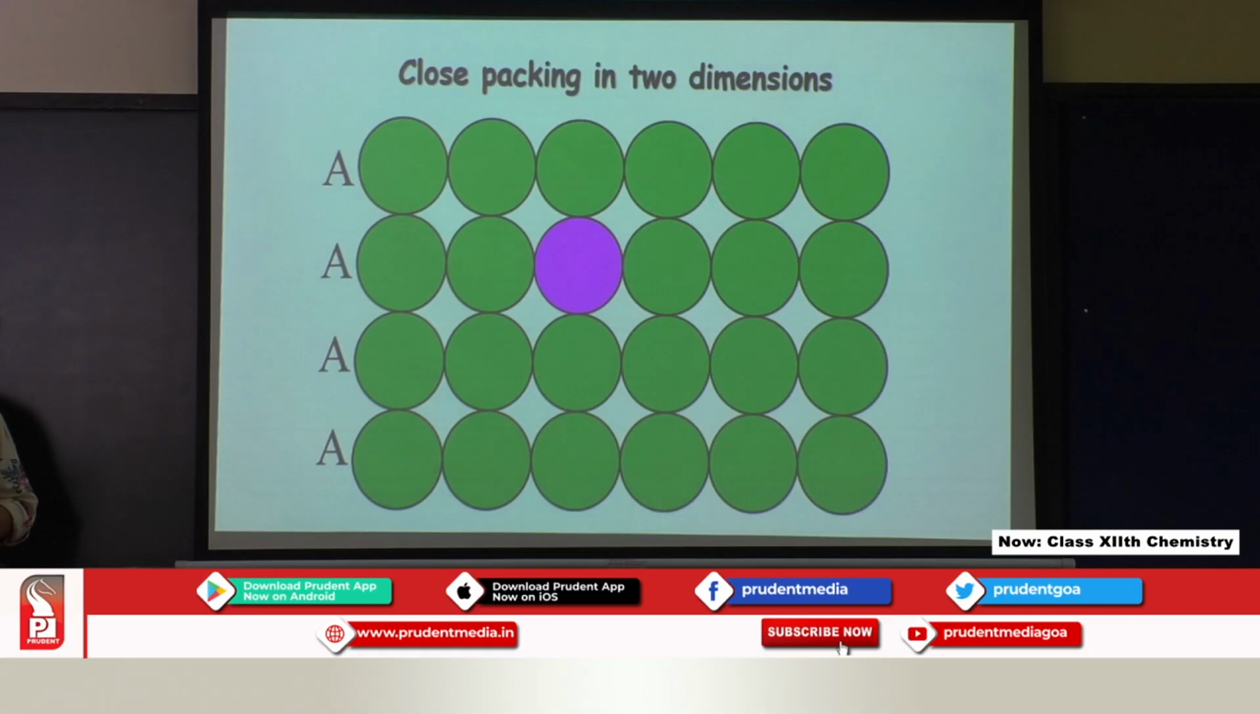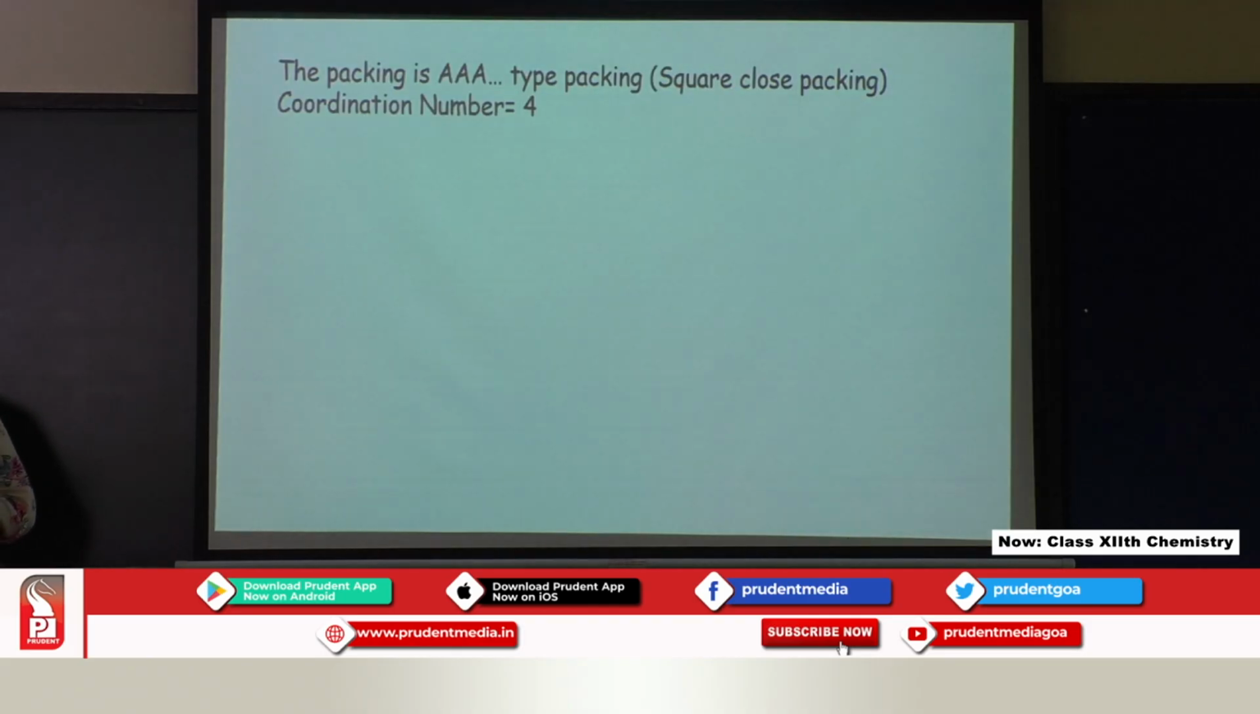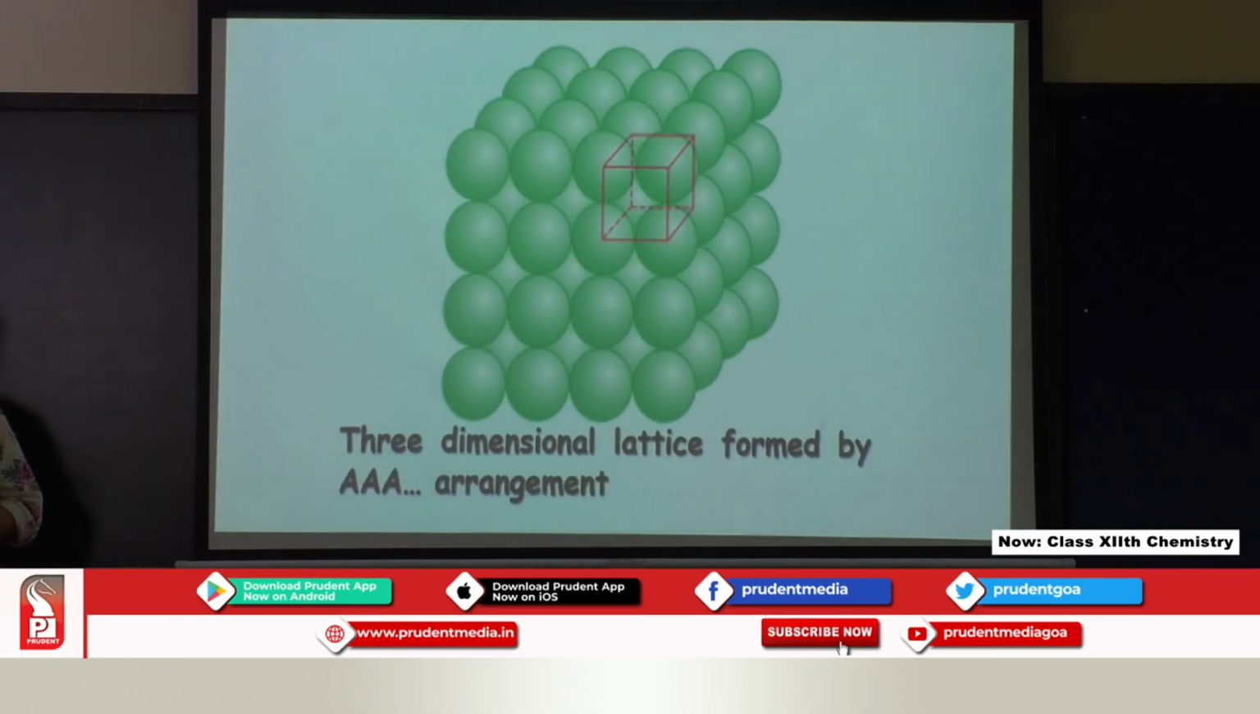What is the coordination number of each atom in this arrangement? You can easily see that the coordination number is 4. Now, if I join the centers of each of these spheres, we get a geometrical figure, that is a square. Hence, this type of packing is termed AAA type of packing or square close packing, and the coordination number is 4. This is what a 3D lattice formed by AAA arrangement looks like.